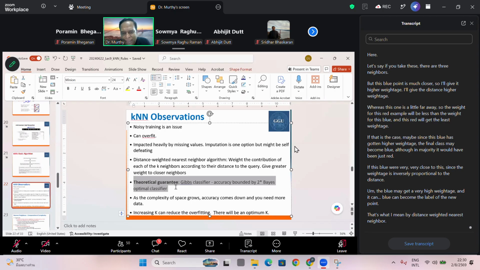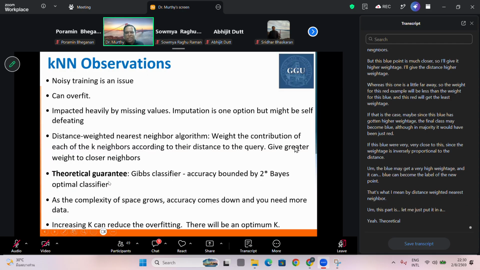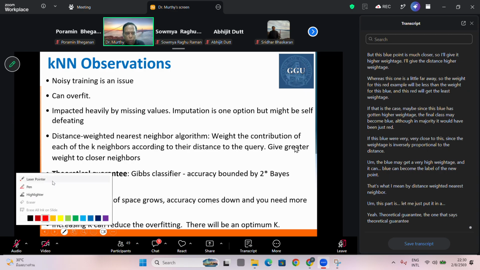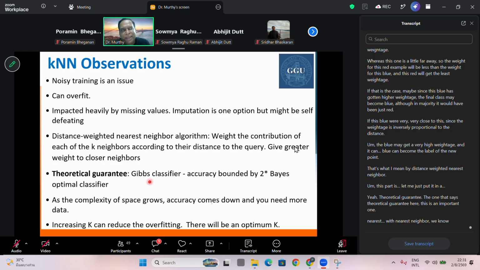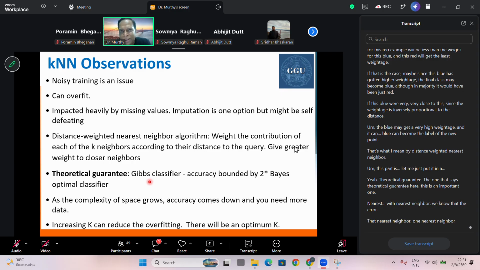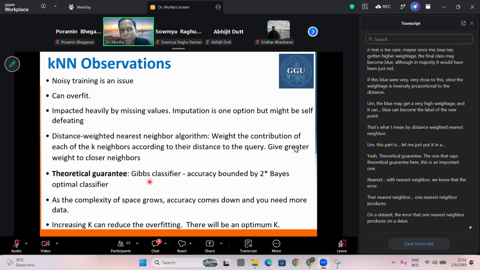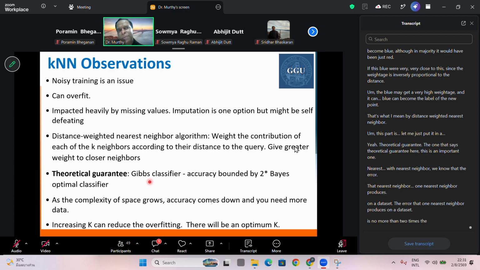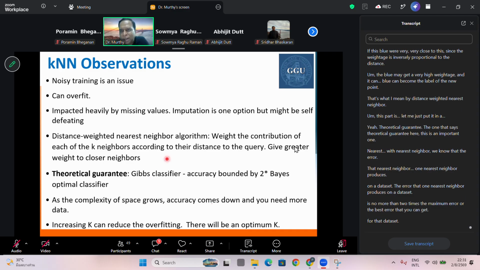Okay. This part is, let me just put it as a theoretical guarantee. The one that says theoretical guarantee here, this is an important one. With nearest neighbor, we know that the error that one nearest neighbor produces on a data set is no more than 2 times the best error that you can get for that data set. Let me say this again.